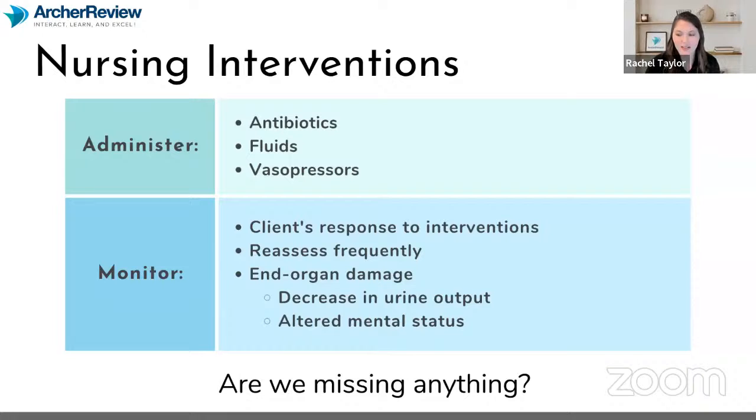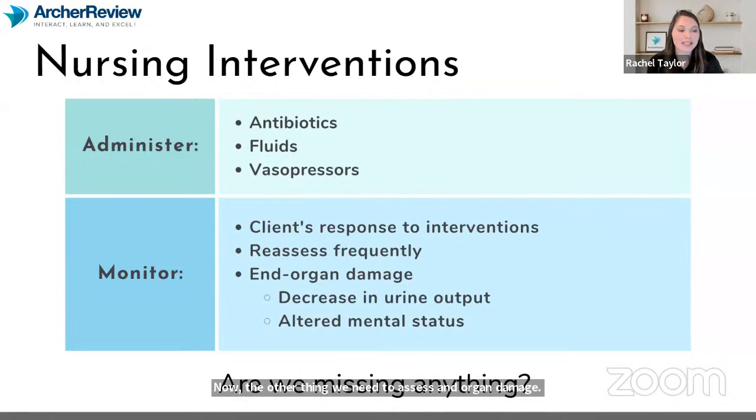Nice. Strict I&O. Yeah, absolutely. Nice. You got it. What else might we consider? How's the client responding? If their blood pressure comes up, well, then we're not going to be on vasopressors anymore, right? If their MAP is good, if all those things are good, then we're okay. Now, the other thing we need to assess for is end organ damage.